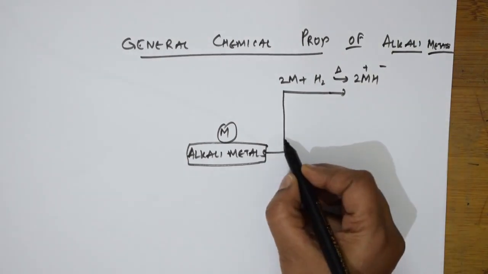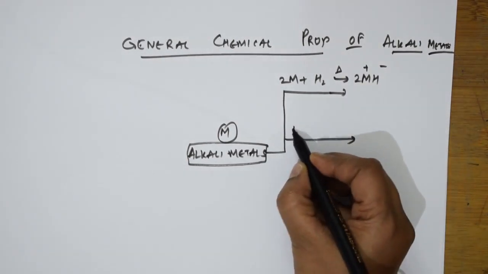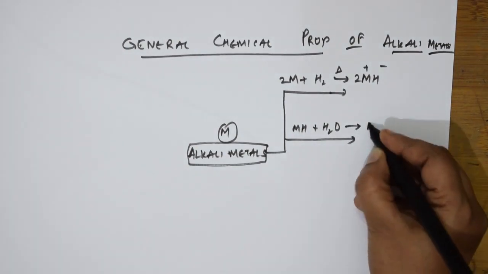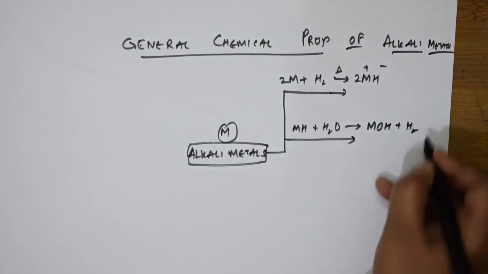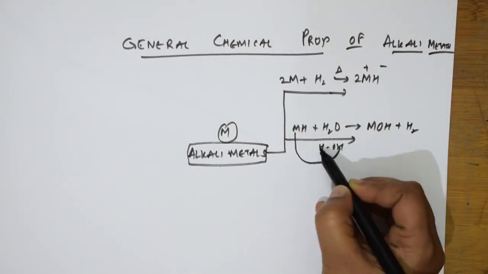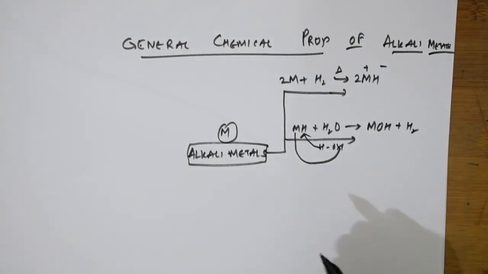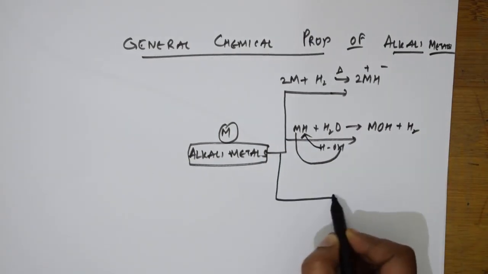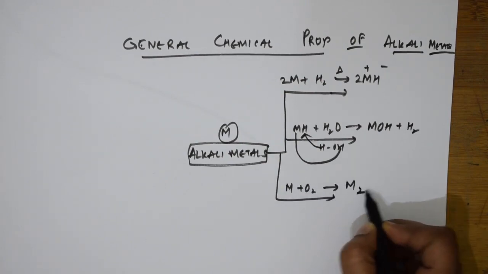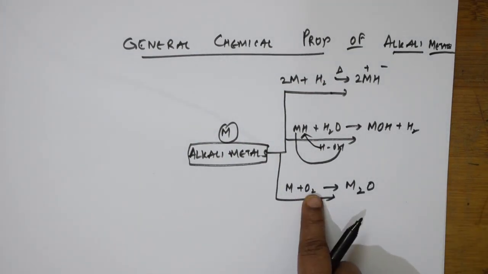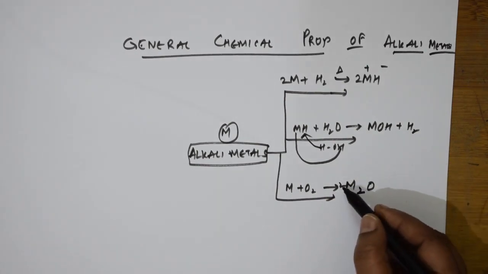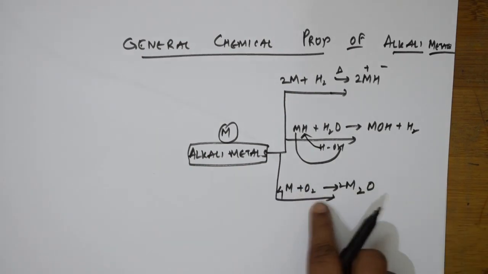Remember this. Now if this metal hydride further combines with water, what will it form? It forms MOH plus hydrogen gas. Water breaks up as H and OH. So MOH and hydrogen gas is the product. Now if the alkali metal combines with oxygen, it forms an oxide of type M2O. That means lithium plus oxygen gives Li2O. Balance this: metal is 4 now and oxygen is 2.